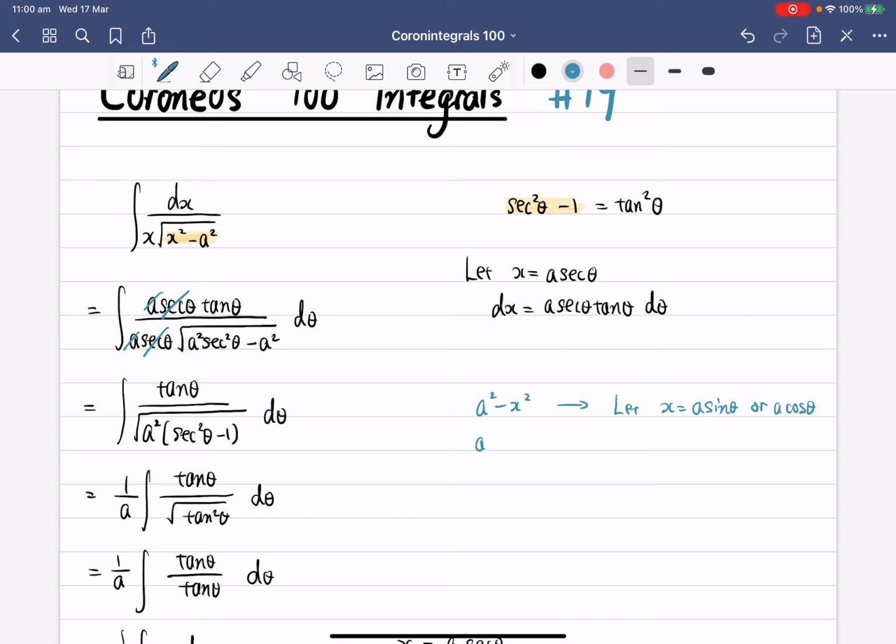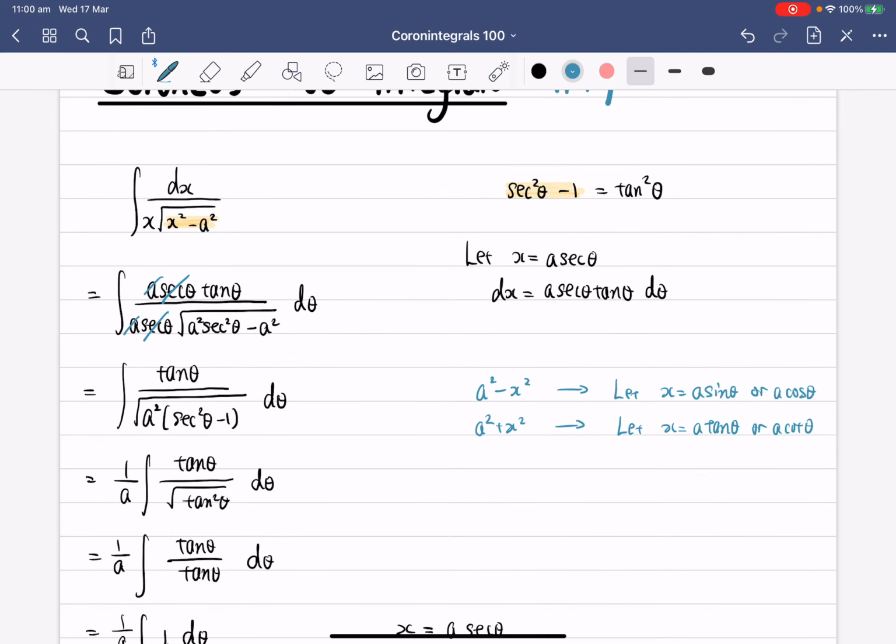If you have a² plus x², then in this case you let x equal a tangent theta, or a cotangent theta. That's going to work. But if you have the reverse, like x² minus a², then the substitution will be to let x equal a sec theta, or you can do a cosec theta. But I still prefer the first one, just to make it easier, so you don't have to introduce a negative after you differentiate it.